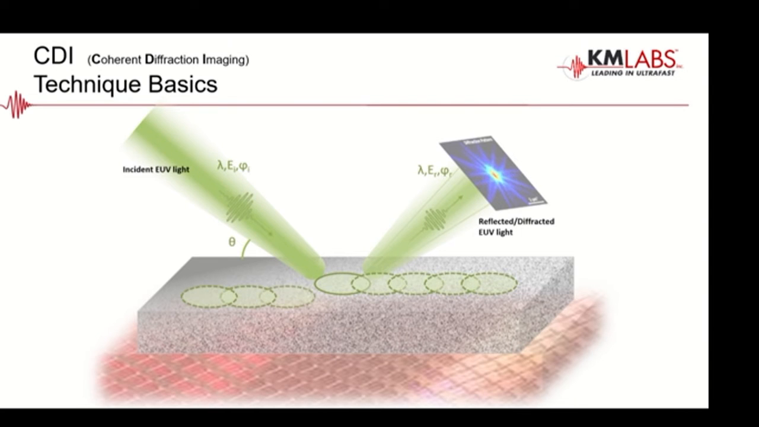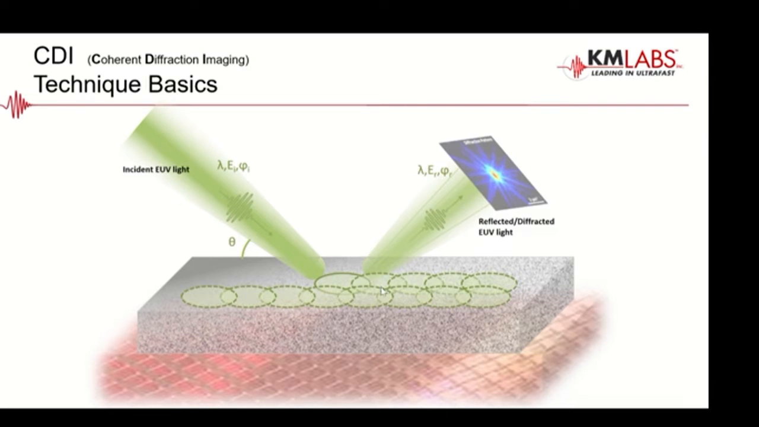But the way we extend this to a full microscopy technique is we then raster that spot across the sample, and this can be done either by moving the spot or moving the sample. It's kind of equivalent. And we collect many of these diffraction patterns at different spots. And one of the keys with this ptychography approach is we actually overlap those spots by a significant margin.